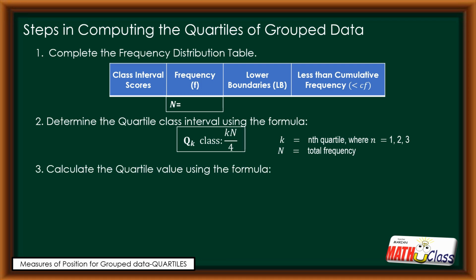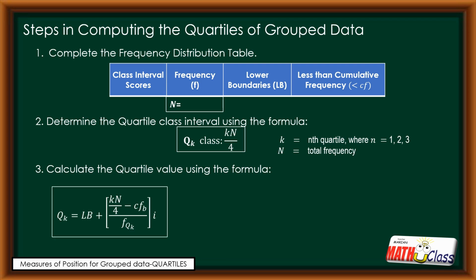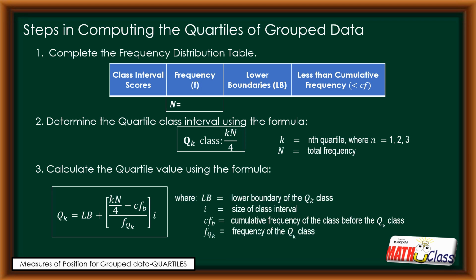Step 3, or the last step, calculate the quartile value using the formula Qk is equal to Lb plus the quantity of Kn over 4 minus Cfb over FQk, times i, where Lb is the lower boundary of the Qk class, i is the size of the class interval, Cf sub b is the cumulative frequency of the class before the Qk class, and F sub Qk is the frequency of the Qk class.